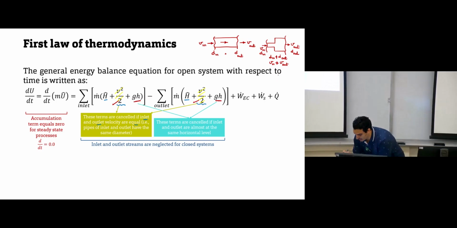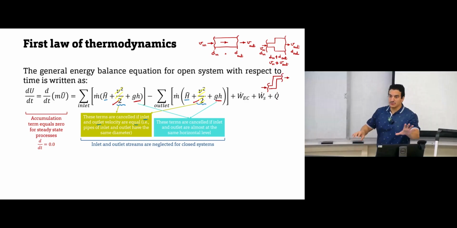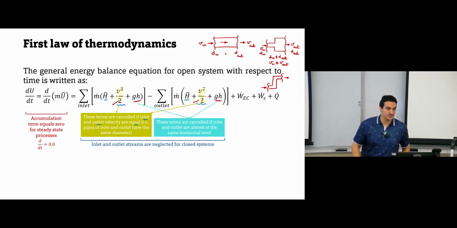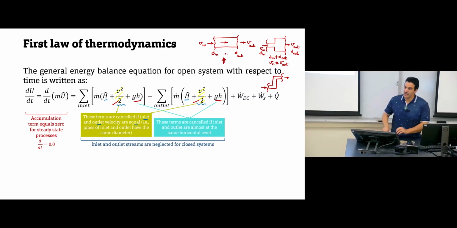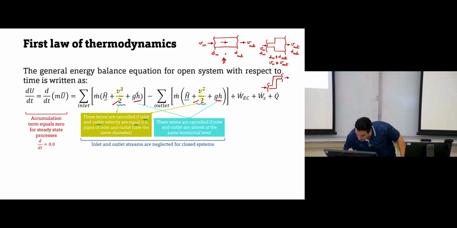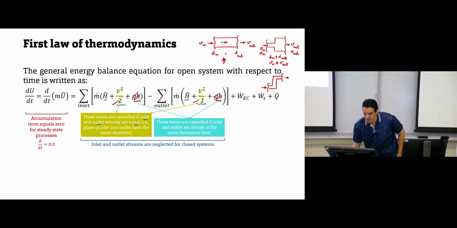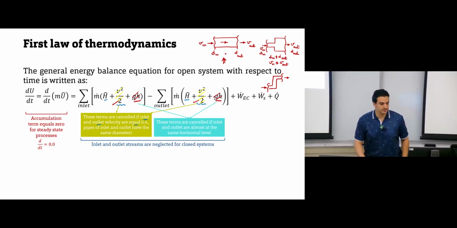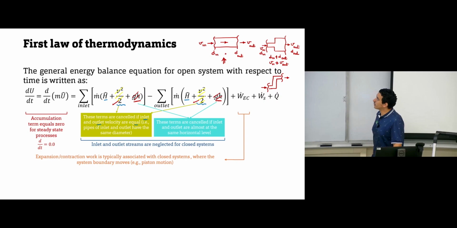But if you have, for example, here, this is your system. So we have here the inlet, and here you have the outlet. So this is the case where we have gh for the inlet and gh for the outlet that cannot be cancelled. But if you have a pipe like this one, with inlet and outlet at the same horizontal level, remove this term from the equation. Potential energy for the inlet and potential energy for the outlet are the same. And here we have a negative sign, so these two terms automatically will be cancelled. Clear? Any questions?